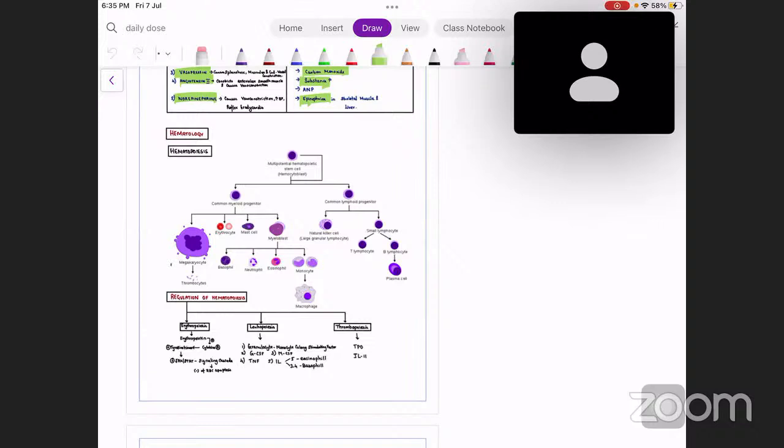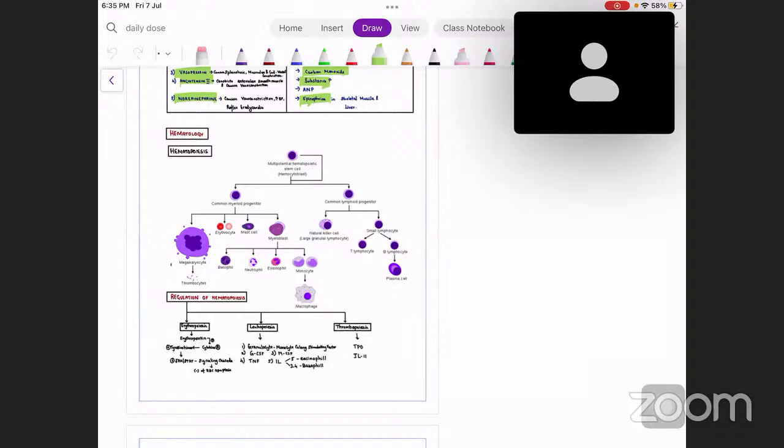Cannon A wave in the JVP is seen in AV dissociation, while a large A wave is seen in pulmonary hypertension and right atrial myxoma. Absent A wave is seen in AF and Ebstein anomaly. A wave indicates right atrial contraction.